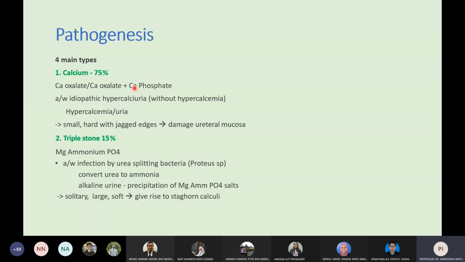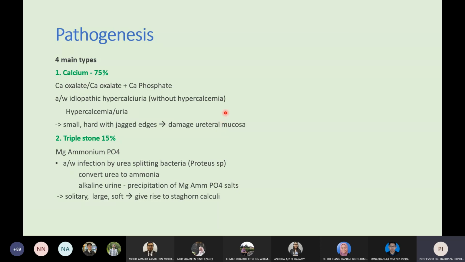So somehow the nature of the minerals are that they form small hard stones that tend to damage the ureteral mucosa when it's passed down from the kidney downwards. When you have a big stone in the kidney, they don't break down. It doesn't cause you pain. It doesn't cause much problem because it gradually causes dilatation, all that. So patients are usually asymptomatic when the stones are very big.